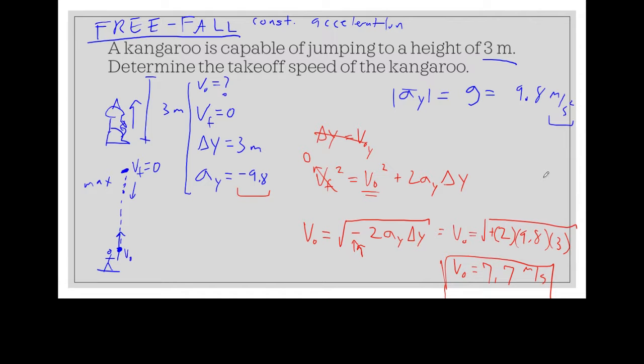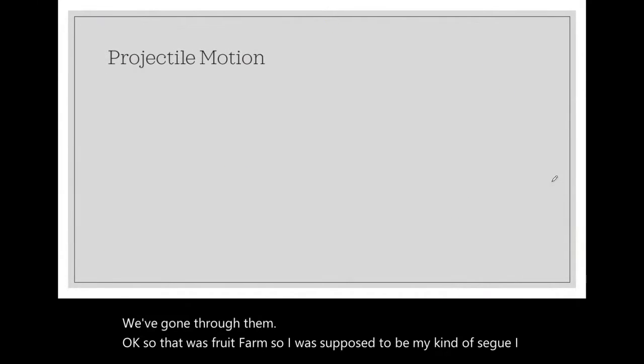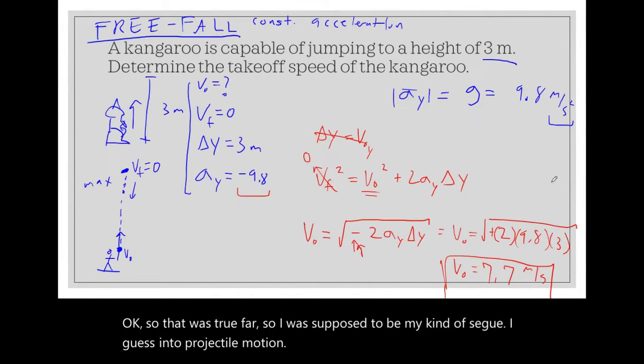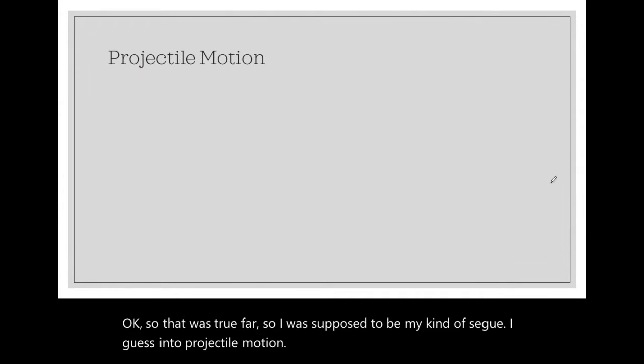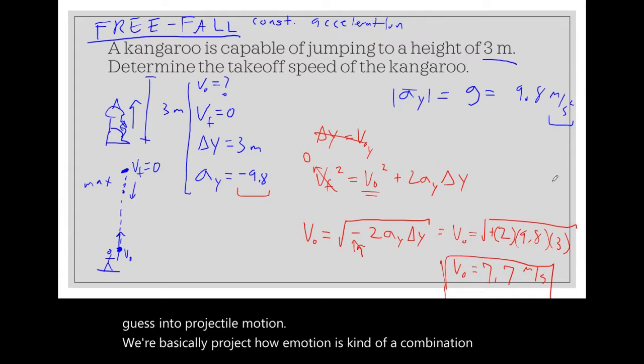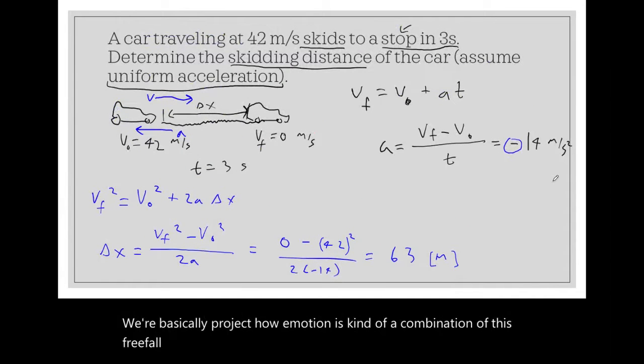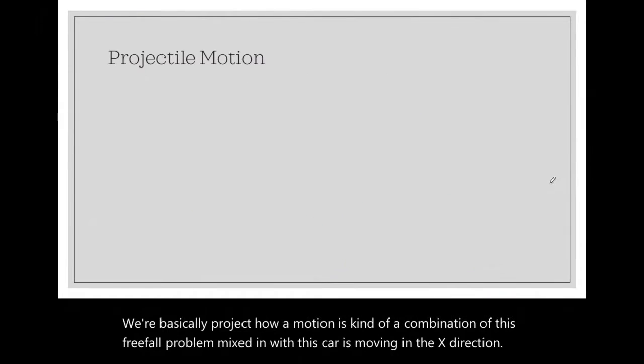So now we've gone through that. Okay, so that was free fall. So that was supposed to be my kind of segue into projectile motion, where basically projectile motion is a combination of this free fall problem mixed in with, say, this car moving in the x direction. So let me show how.